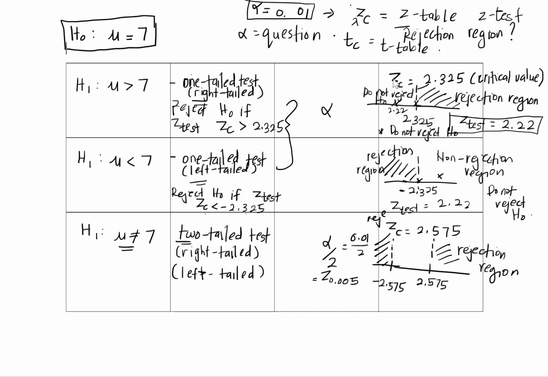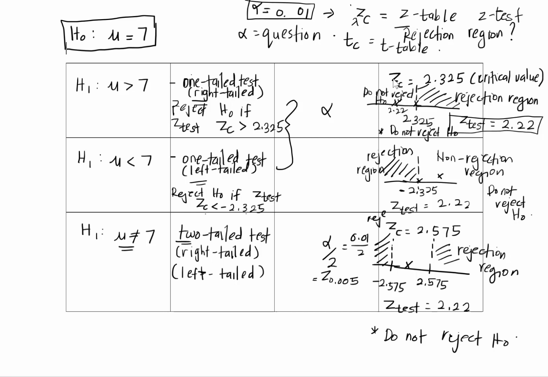Okay, so now if you get your Z test equal to 2.22, 2.22 is around here. So it does not fall in the rejection region for the right tail and also the left tail. So this one we do not reject H0. This is how we make a decision whether we want to reject or do not reject the H0.